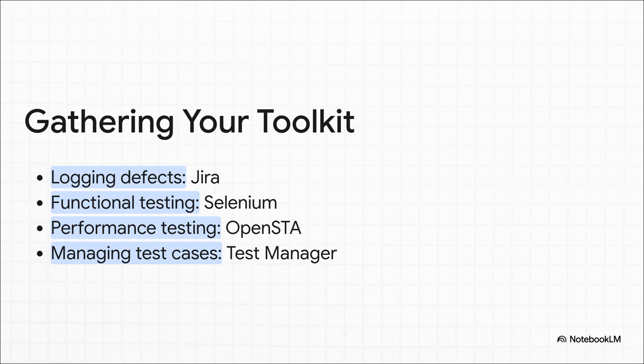And finally, you've got to have the right tools. The strategy document clearly spells out what software we're going to use for which task. So, for instance, we might use a tool like Jira to keep track of bugs, something like Selenium to automate those repetitive functional tests, and maybe OpenSTA to see how the system holds up under a lot of traffic. This makes sure the entire team is on the same page, using the same approved toolkit.